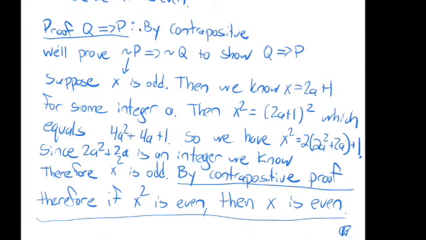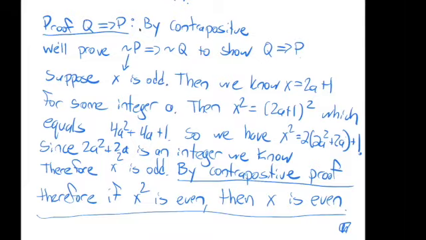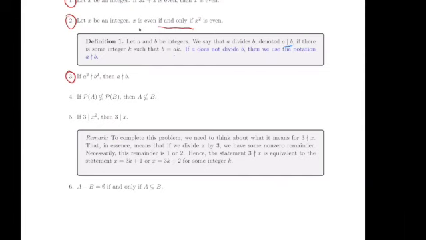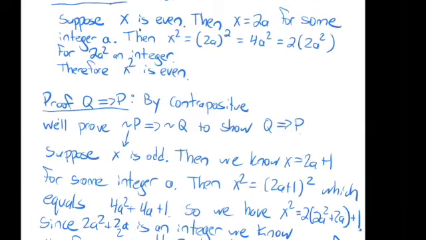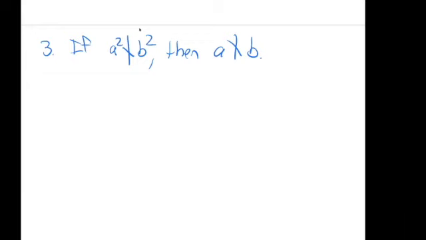Okay, anything else? Okay, then the last one was if a squared does not divide b squared, then a does not divide b. Okay, and here we are assuming that a and b are integers. So there's one of the groups who started with this one. Want to share how they went through this proof by contrapositive?